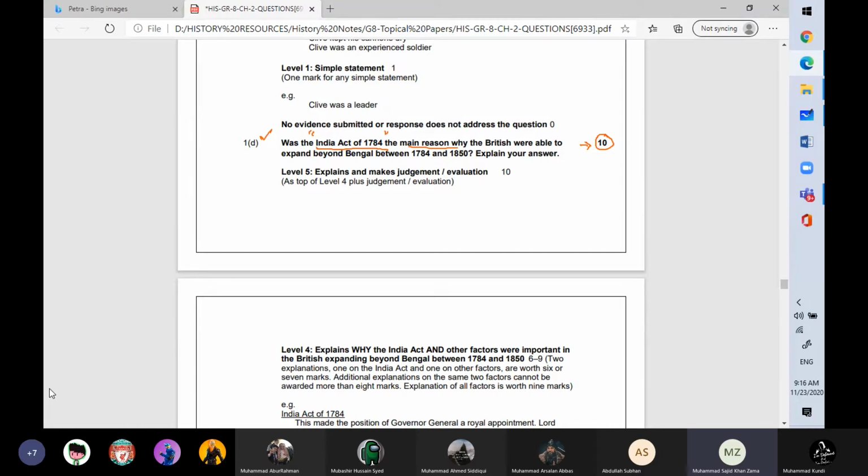Number three was the Industrial Revolution. We discussed that because of that they got an advantage, so it helped them to further expand in India. And lastly, the fourth one was administrative reforms, their administrative system.